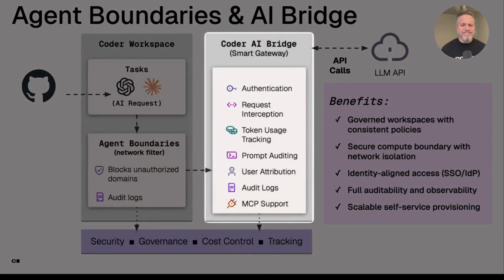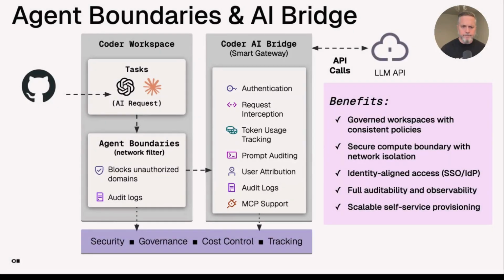Whereas AI Bridge sits directly in the request path. It authenticates outbound requests, tracks token usage, audits prompts, and emits telemetry that can be sent to your existing observability stack. For the demo, we'll use Grafana for monitoring.